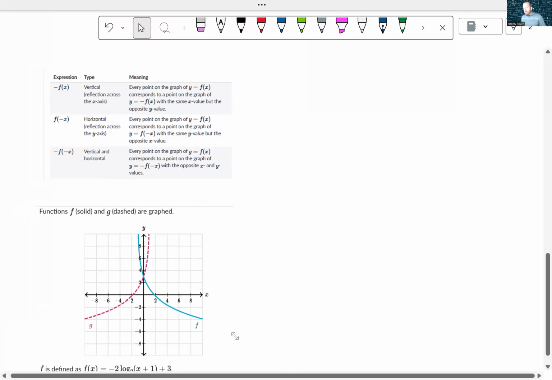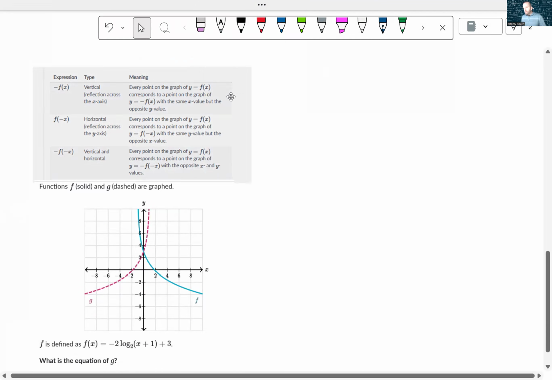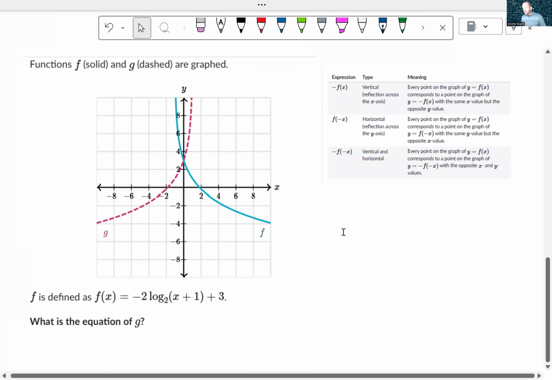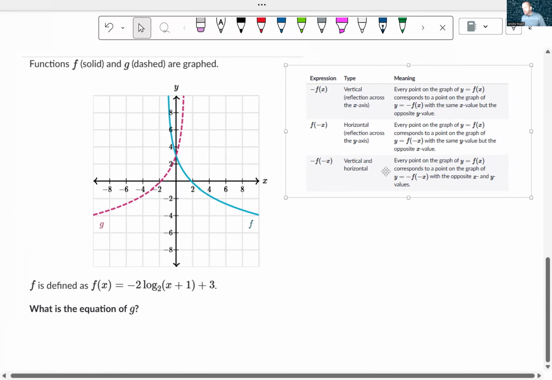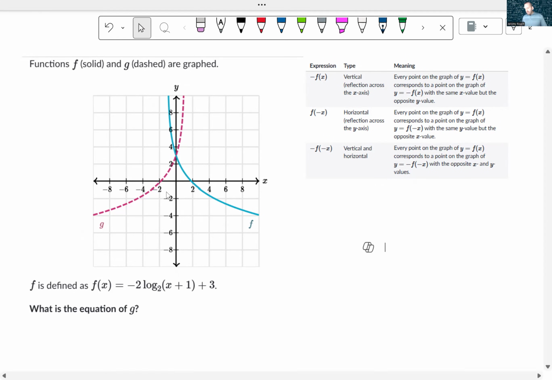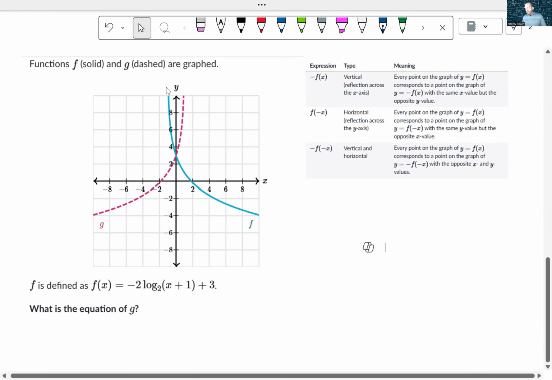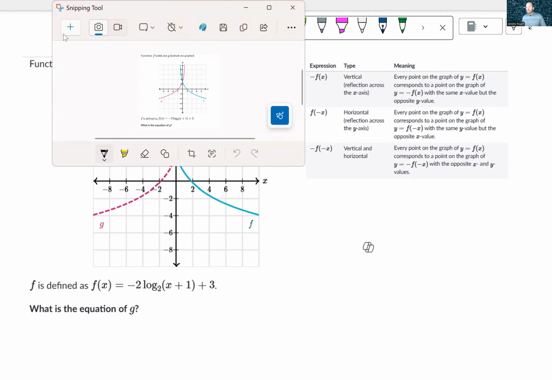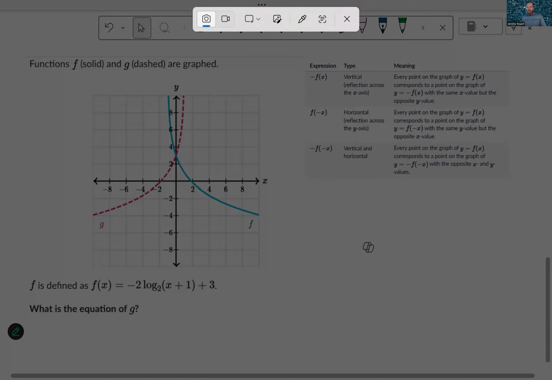graph itself. So I'm gonna put our rules over here, and we're just gonna use this rule table to look at what's happening in our graph. So the function f is the solid line, g is the dashed line, and we know the equation for f of x, and it says what's the equation for g. And we get some multiple choice actually for this. So let me copy the multiple choice answers also.